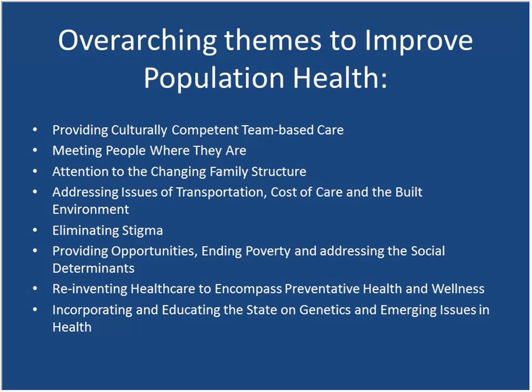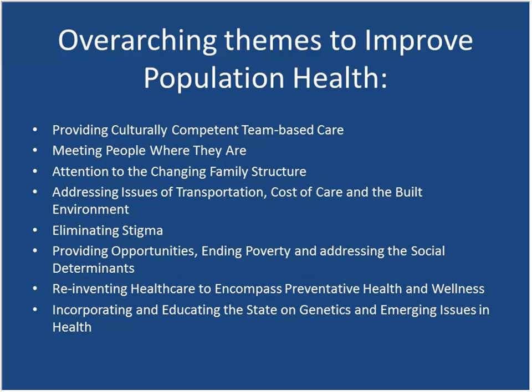Providing opportunities for ending poverty and addressing the social determinants. Reinventing healthcare to encompass prevention, health, and wellness. That's another place where some of your questions regarding the triple aim could really play in here. How do we leverage this? One way to reduce cost is that every diabetic you prevent is going to reduce cost immeasurably. So how do we do that?